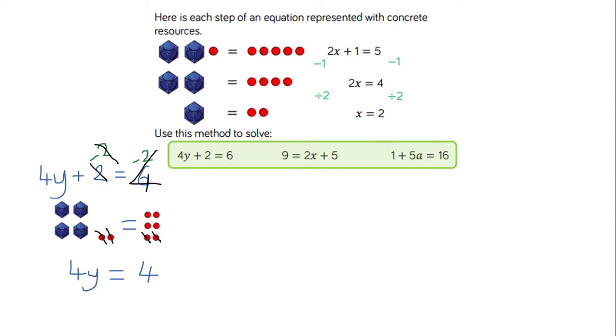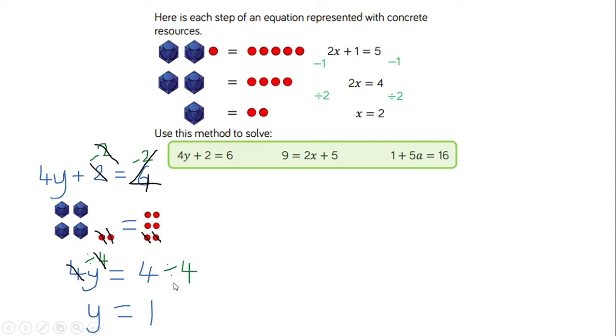So if I divide both sides by 4, these two y's are going to cancel each other out. These two are going to cancel each other out and just leave y. Then over here, I just have to calculate 4 divided by 4. Okay, 4 divided by 4 is obviously 1. So in this first example, y equals 1.